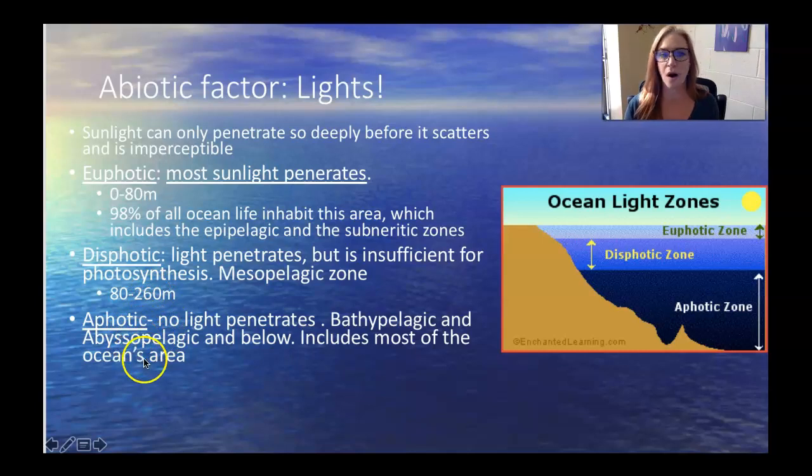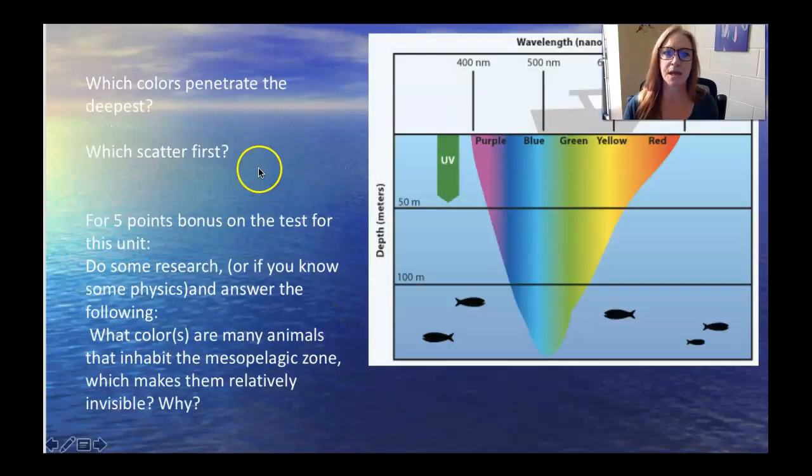It's so dark. No light penetrates from the sun. This is the bathypelagic and abyssopelagic zones. Okay? This is actually most of the ocean. And there are ecosystems down there. There are living creatures down there, and we're going to talk about them when we talk more about the deep ocean. Okay?